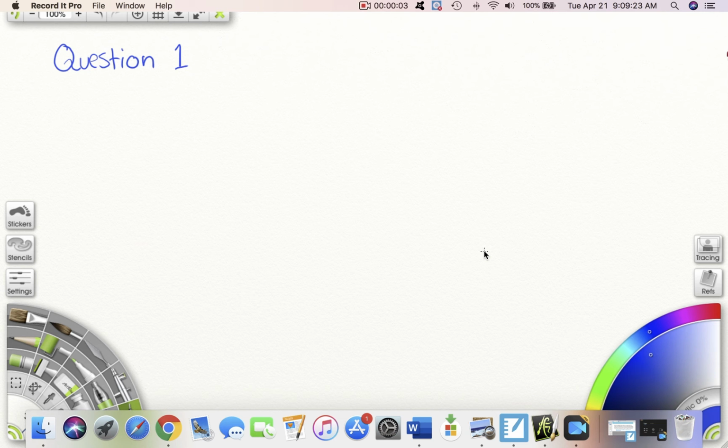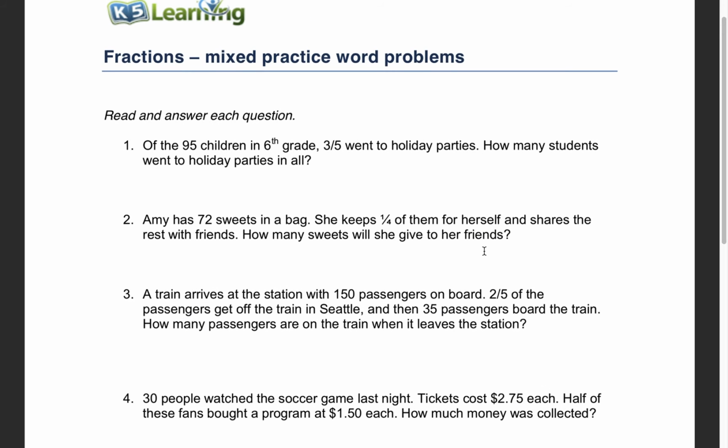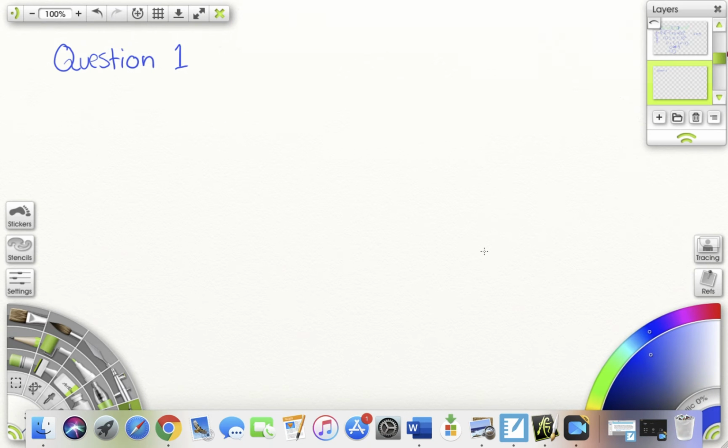All right, hey guys. So I have a few questions that we're going to go over, how we would go about solving these problems. So for question one, we have, of the 95 children in the sixth grade. So there's 95 children in sixth grade. So that's an important number. 95 kids in the sixth grade.